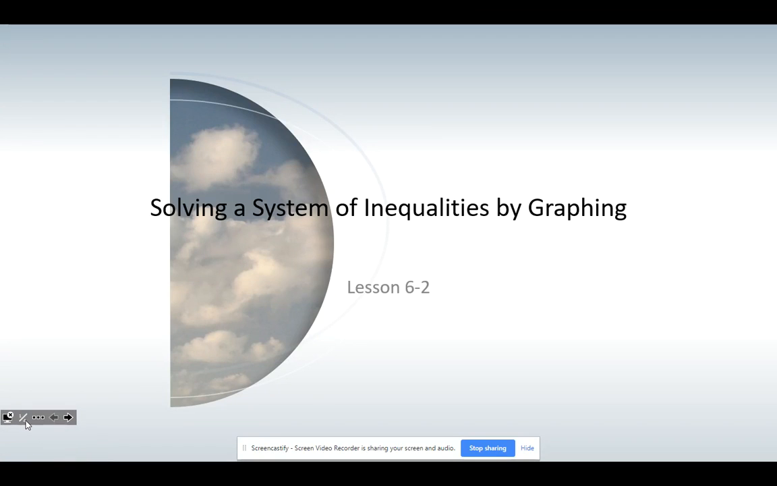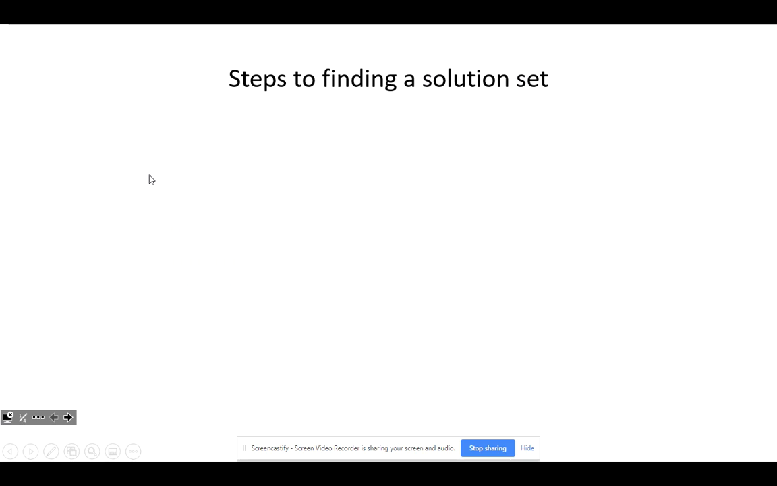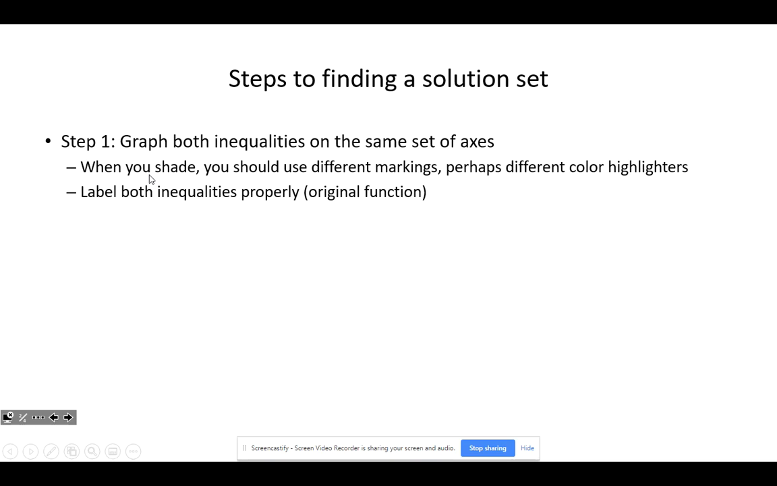This is lesson 6-2, solving a system of inequalities by graphing. Here are your steps to finding your solution set for this. Step 1 is you want to graph both inequalities on the same set of axes.